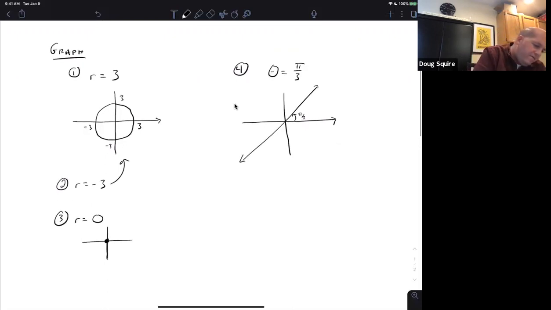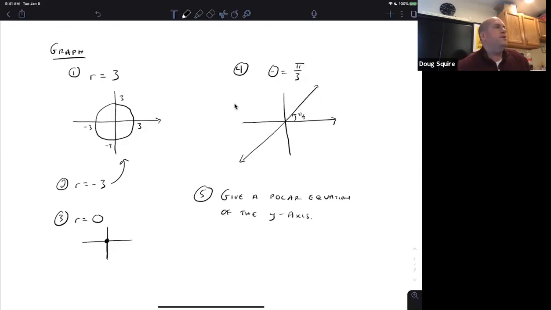Okay, and then number 5 is not really draw the graph, but I want you guys to think about this. Give a polar equation of the y-axis. So see if you could come up with a polar equation for the y-axis.